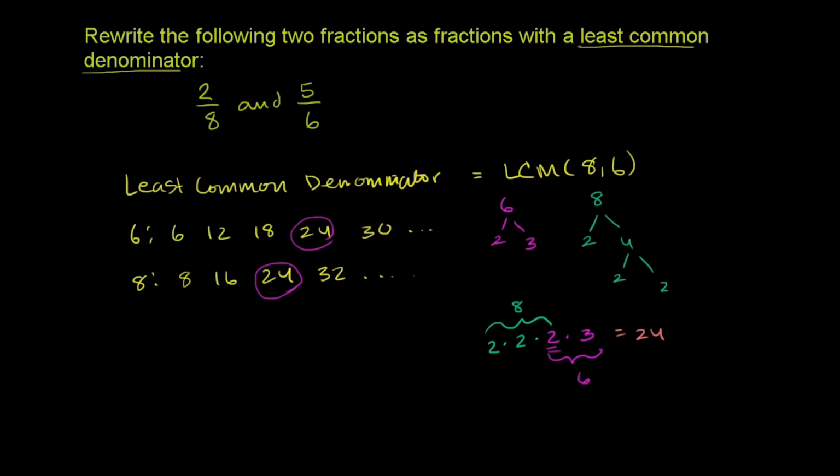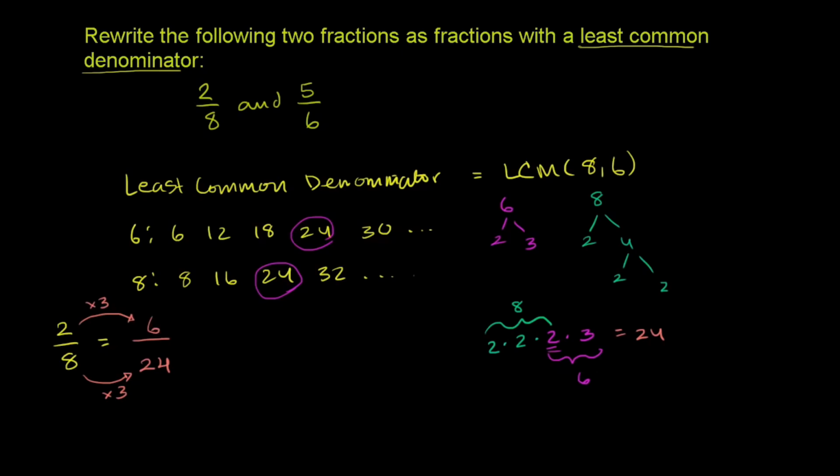So what we want to do is rewrite each of these fractions with 24 as the denominator. So I'll start with 2 over 8. And I want to write that as something over 24. Well, to get the denominator to be 24, we have to multiply it by 3. 8 times 3 is 24. And so if we don't want to change the value of the fraction, we have to multiply the numerator and the denominator by the same thing. So let's multiply the numerator by 3 as well. 2 times 3 is 6. So 2/8 is the exact same thing as 6/24.